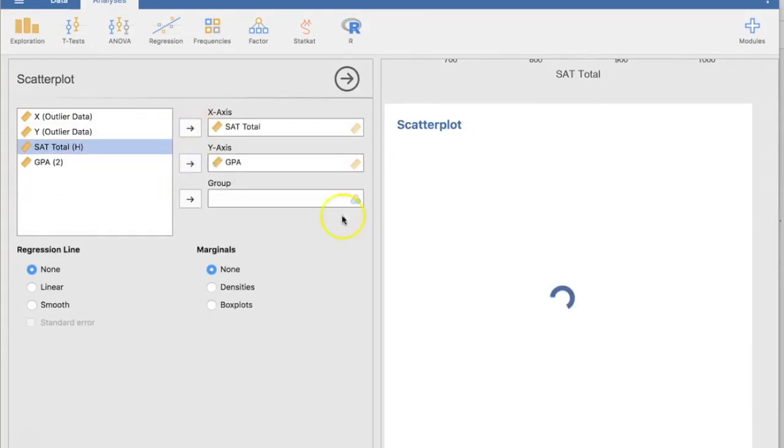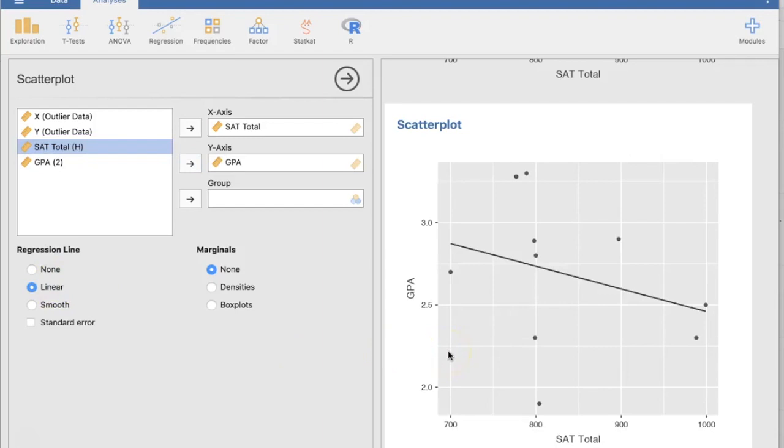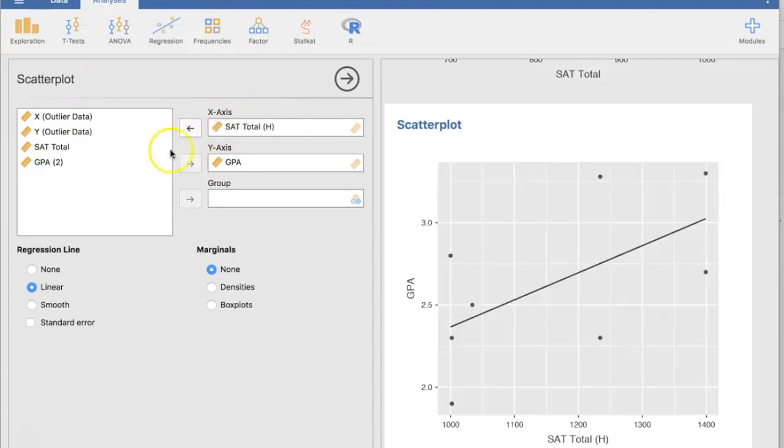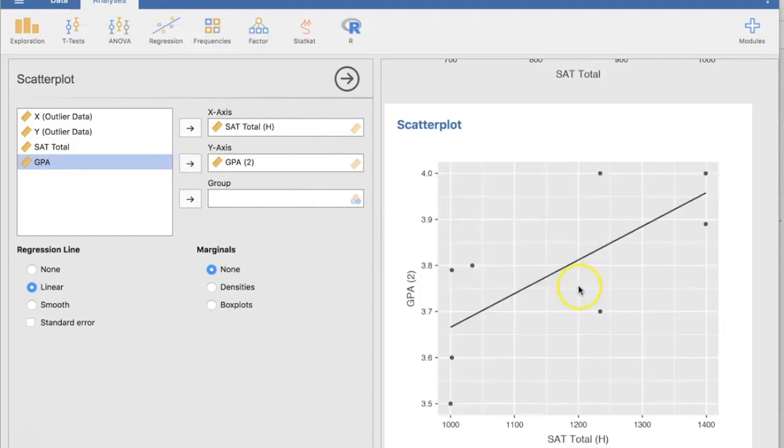SAT total and GPA. And let's put the little line, sorry. That does not look good. It's having trouble fitting that line, and it put it as a negative relationship. Let's actually just do the scores, the big scores, with just this other variable that I put the age on, and the GPA. So those are the high scores, and it's again a linear positive relationship.